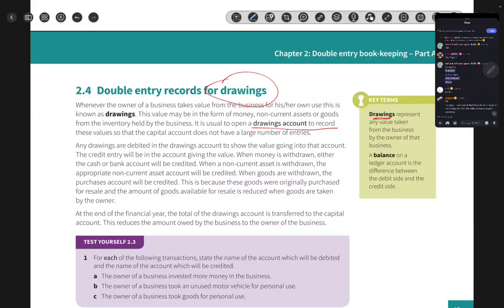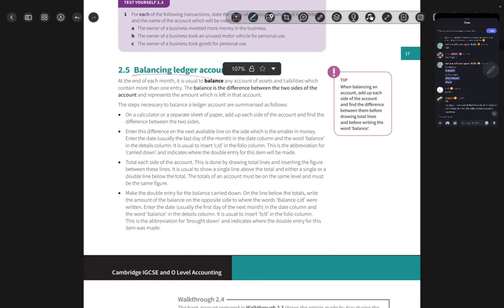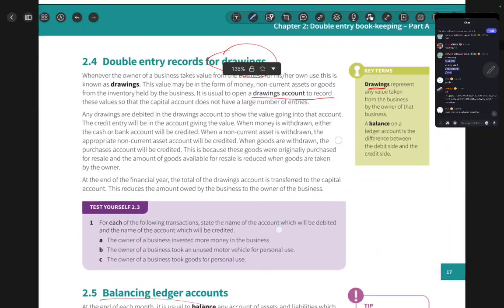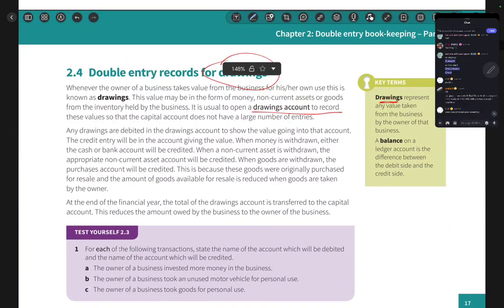All right. A balance on a ledger account is the difference between the debit side and credit side. We'll look into this later. They have an example given here. It's a different thing. Okay, now whenever the business takes value, one second.